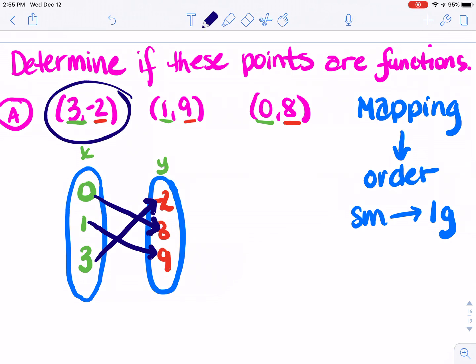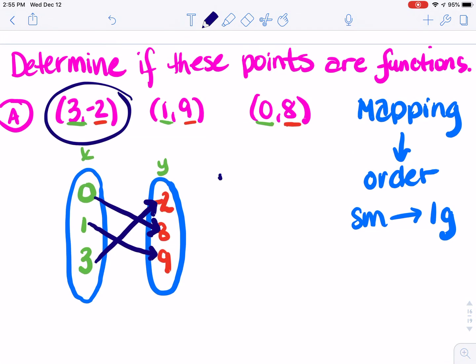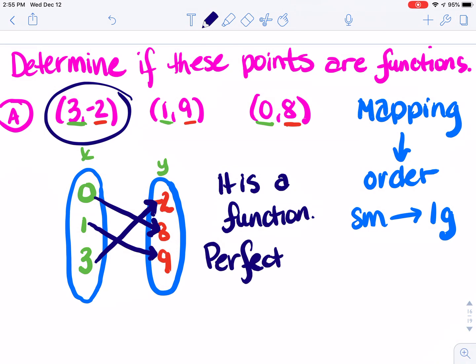So if we look at these, they completely pair up, and there's no doubt about which X goes with which Y. So this one, it is a function. And remember, we could say that this one is perfectly predictable, and that's because I know with every X exactly what Y pairs up with it.